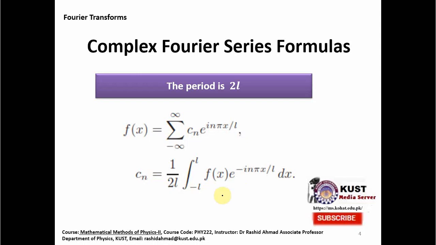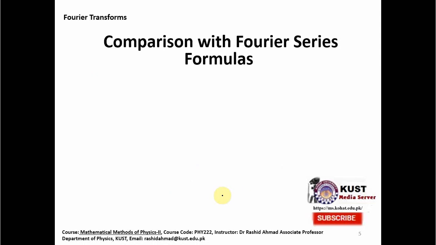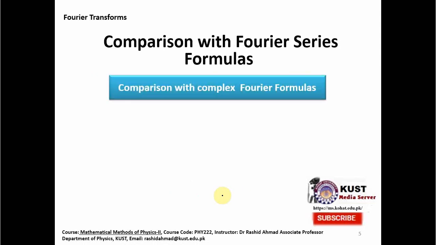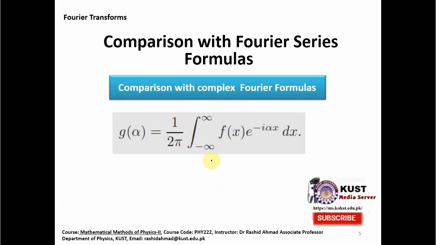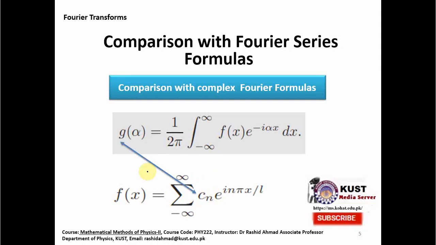As I told you, we are now comparing the periodic case with the non-periodic case, and this is a valid comparison because it will give a sense that these integrals for the continuous case are correct. So let us do this comparison. First of all, let me write the continuous case and then the discrete case, and now you can see that this g of alpha is actually comparable to these coefficients Cn.